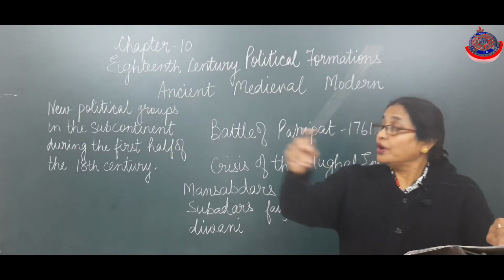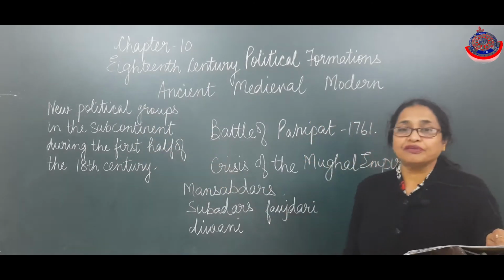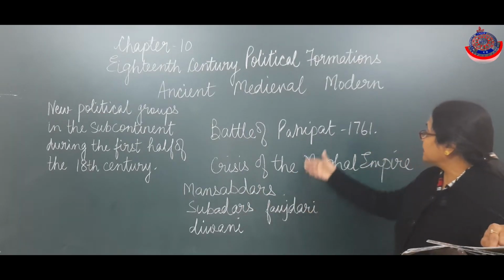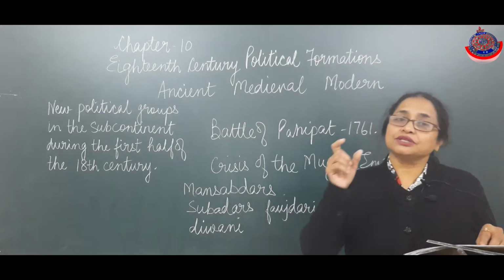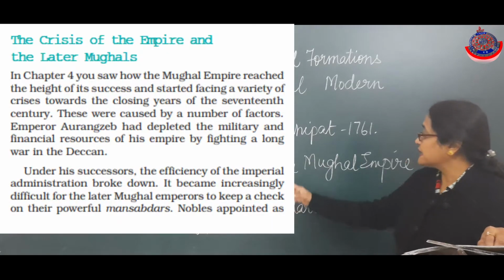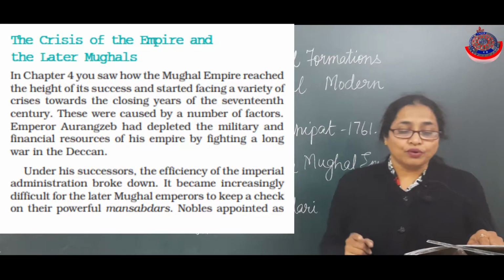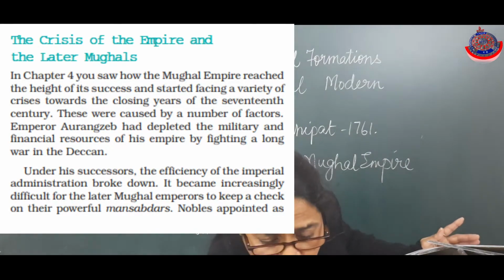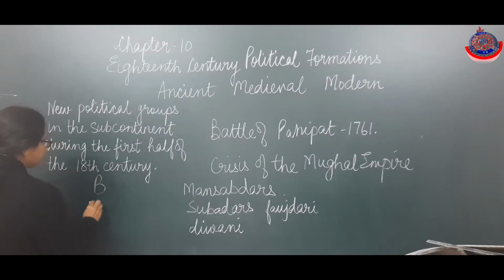In this chapter, we are going to read about new political groups in the subcontinent during the first half of the 18th century. As we all know, the third battle of Panipat was fought in 1761, and the death of Aurangzeb was a major event to be remembered. There was a crisis going on in the Mughal Empire. If you remember, in chapter number 4, you saw how the Mughal Empire reached the height of its success. And just to remind you of the acronym for the Mughal Empire, that is B, H, A, J, S and A.